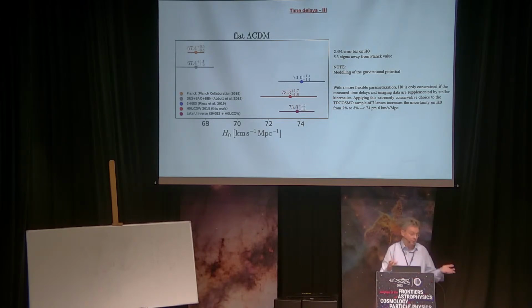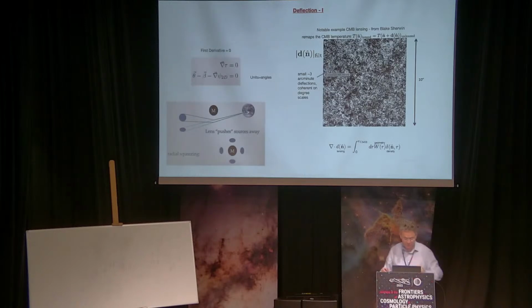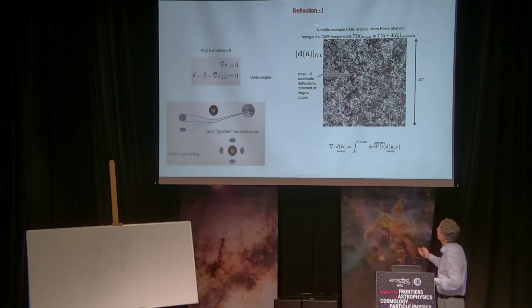But there are some assumptions, like always in physics, as we heard before. So now we take the first derivative of the lens equation, basically. With the first derivative, we have deflection of light rays due to intervening mass, and it has the units of an angle. This is the equation that we saw before, just the first derivative of this. And we have a notable example of this with the CMB.